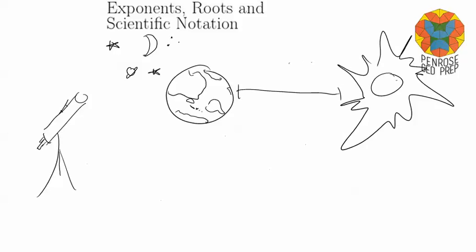In this video, we will cover scientific notation. Let's say that we are astronomers, and we want to write out the distance from the Earth to the Sun in meters. The Earth is 150 million kilometers from the Sun.